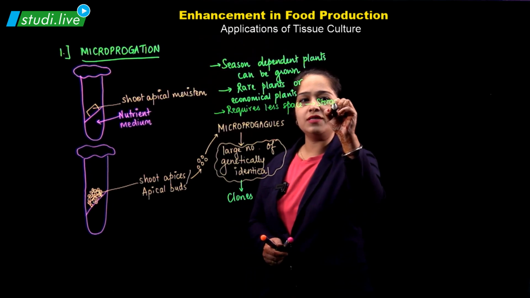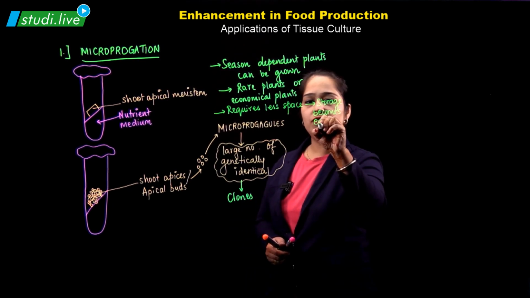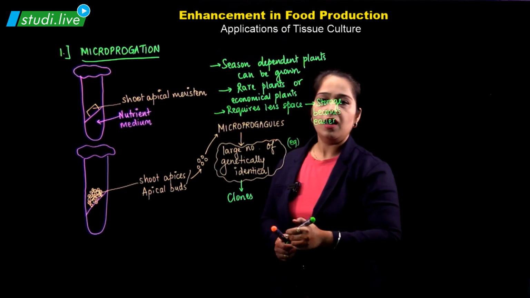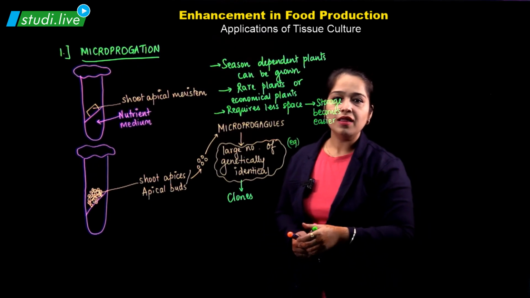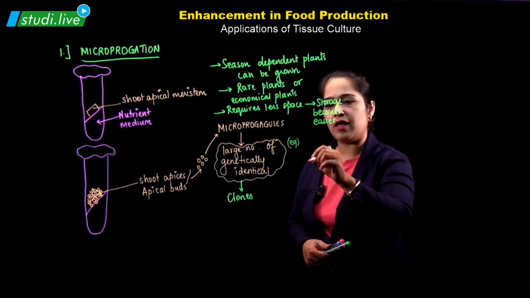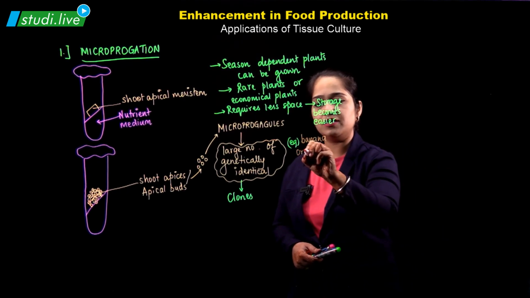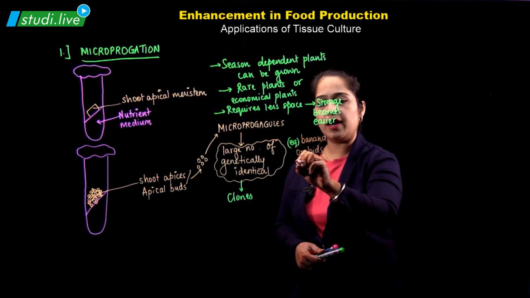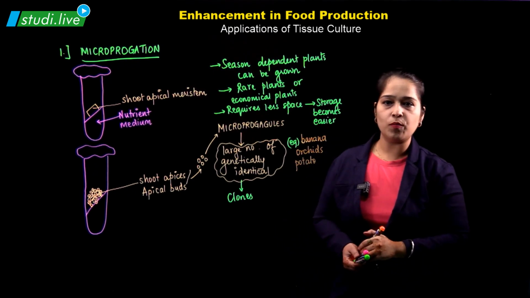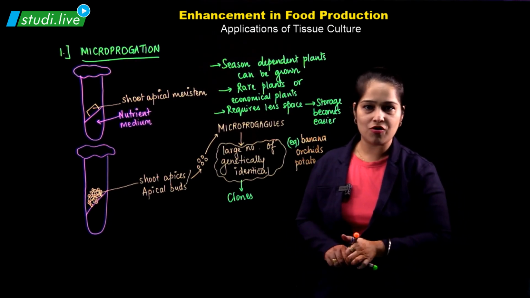Now this was our first application. Now let us see the examples of this. Examples include banana, potato and orchids. They are widely grown by using this technique of micropropagation. So this was our first application of plant tissue culture.